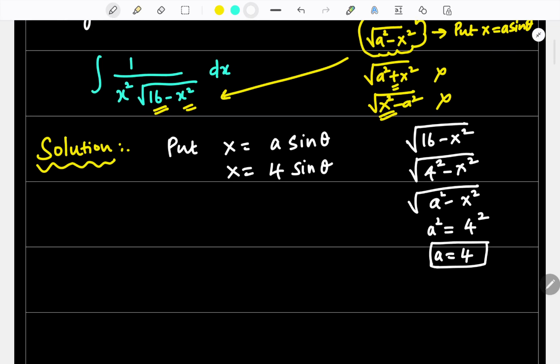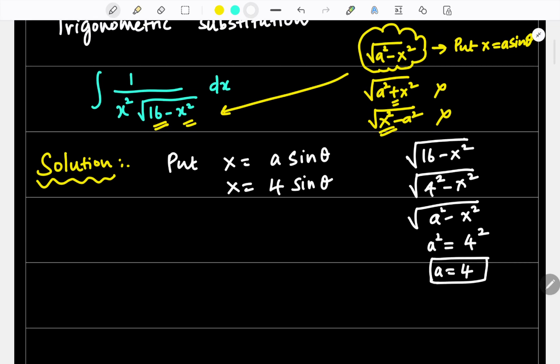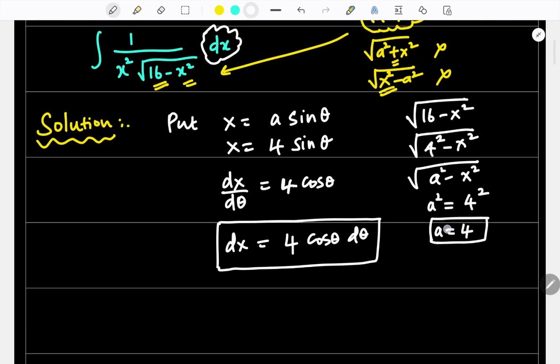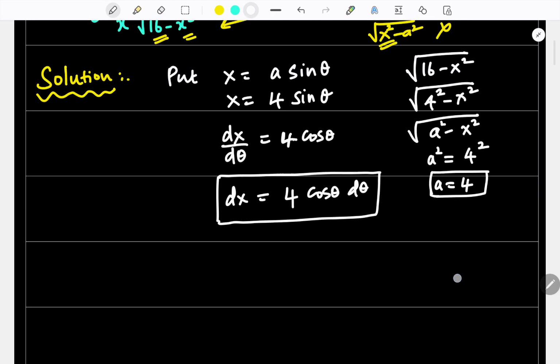Clear everybody? Now we are going to convert everything in terms of theta. What is dx divided by d theta? 4 times the derivative of sine theta, which is cosine theta. Cross multiply: dx equals 4 cosine theta d theta. Now I'm going to convert all the integrals in terms of theta.